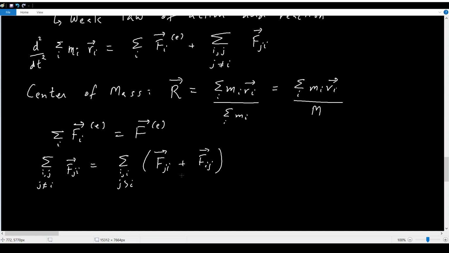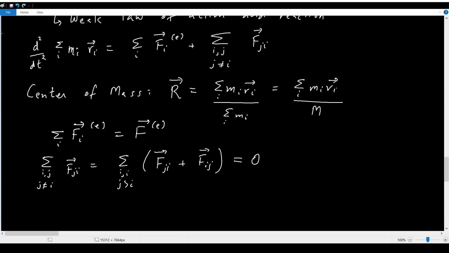But the utility of doing this is that from the weak law of action and reaction, we know that Fij is equal to minus Fji. And Fji minus Fji, this just becomes 0. So the sum over all the particles of the internal forces, both those that are applying the force and the particles on whom the force is being applied, the double sum is 0. And this is exactly due to the weak law of action and reaction.